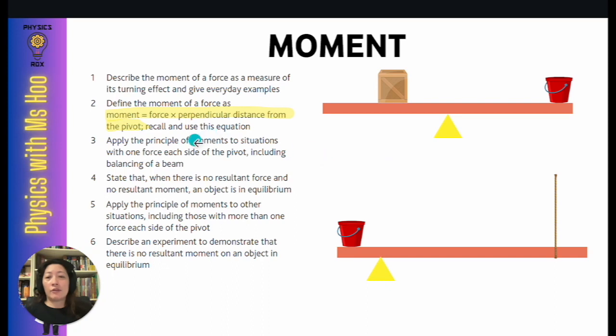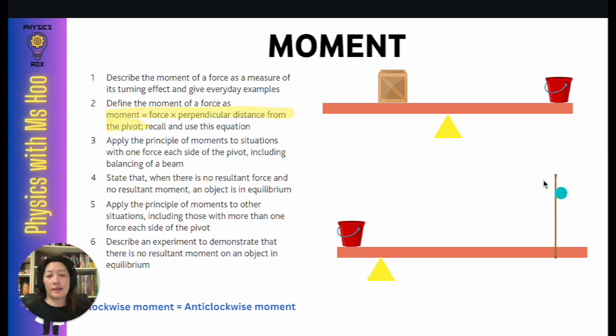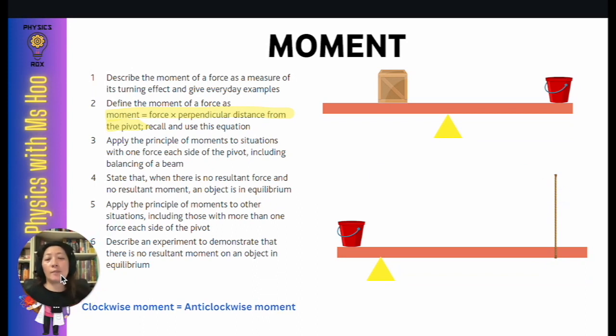Now you also need to be able to apply the principle of moments to situations with one force on each side, including a balancing of a beam. So what's the principle of moments? It's this. Clockwise moment equals anti-clockwise moment.